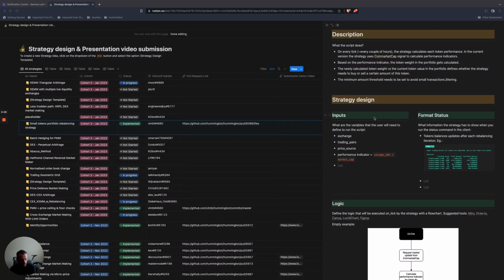Hello, this is the Small Tokens Rebalancing Strategy. It's a directional trading strategy, type CTA, which is Commodity Trading Advisor, automated. So the hypothesis is that small tokens have the biggest potential to increase in value over time, but also a risk of losing their value.